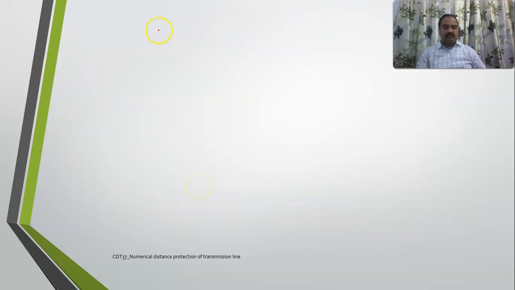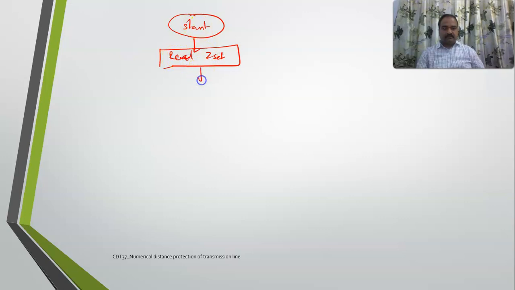Now, let's see how a flowchart can be drawn for this. Start. Read Z set. Now, read V samples and I samples.